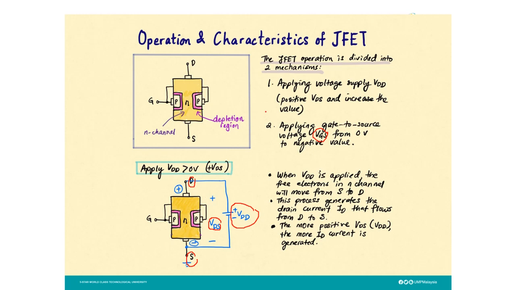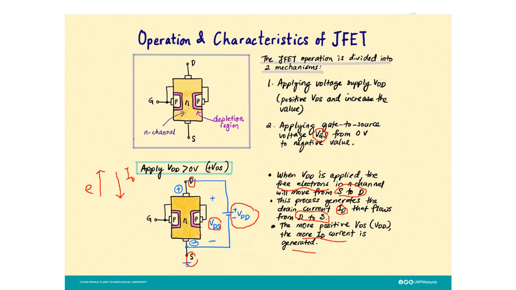For this first operation, when the VDD is applied, the free electrons in the N channel will move from S to D. This process generates the drain current ID, which flows from D to S. You see, electron flow and current have opposite directions. Electrons flow from S to D, and current flows from D to S. This is the ID. The more positive the VDS or VDD, the more ID current is generated.